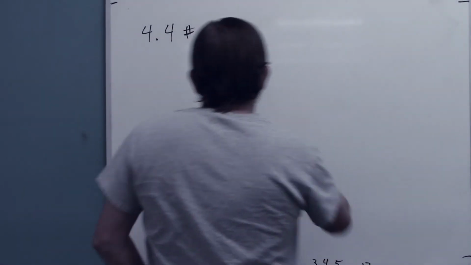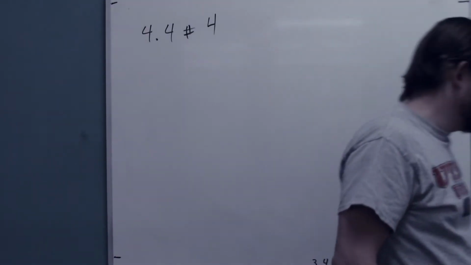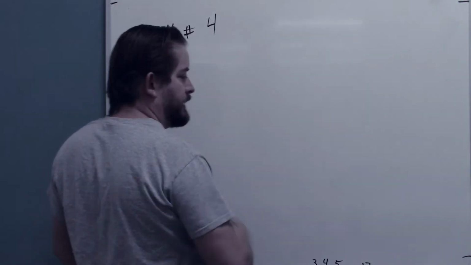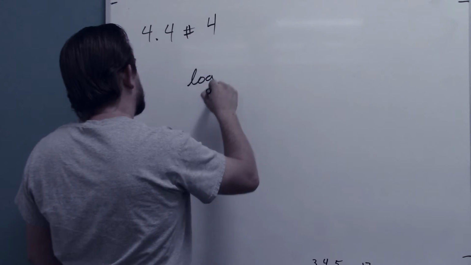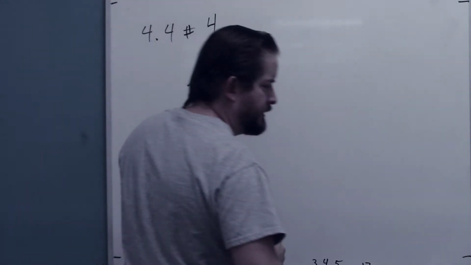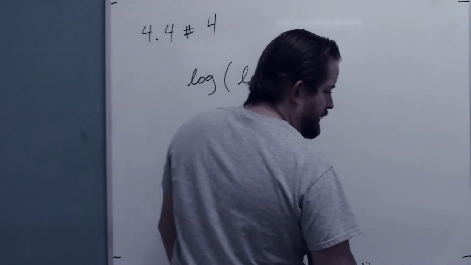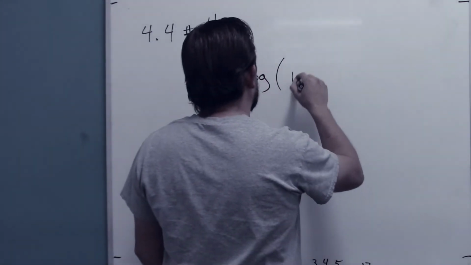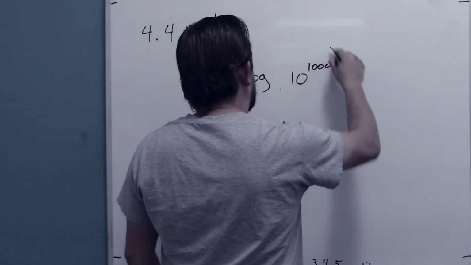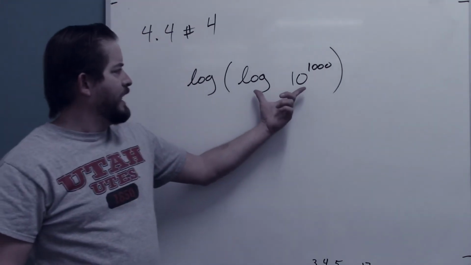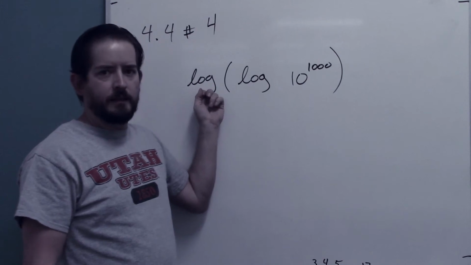Good. Let's take a look at number 4. Number 4 is a little bit goofy looking, but they ask you to do the same thing, evaluate the expression. They give you this log. There's no base, so you should know it's a 10. Log, again, inside that one. And then we have 10 to the 1,000. So whatever happens here, the log of 10 to the 1,000, I'm going to get a value and take the log of that again.